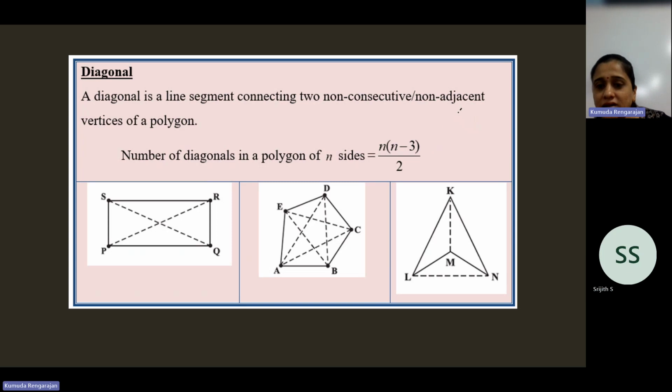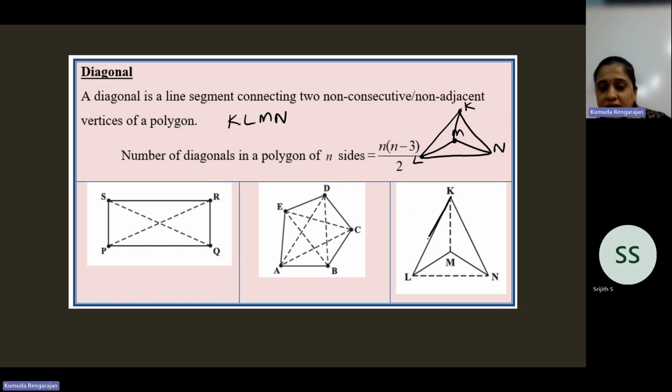This is the quadrilateral, like an arrowhead. K, L, M, N is the quadrilateral. And how do you show the diagonals? Joining the opposite vertices K and M, this is one diagonal. Joining the opposite vertices L and N. What's the name of this quadrilateral? K, L, M, N. Correct?